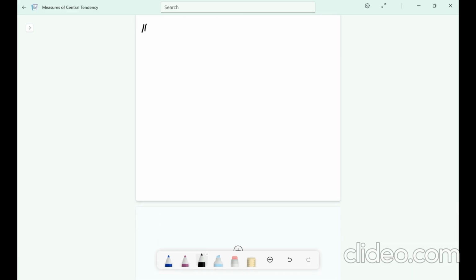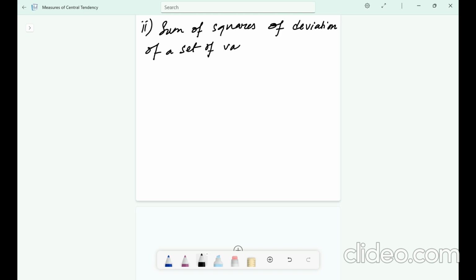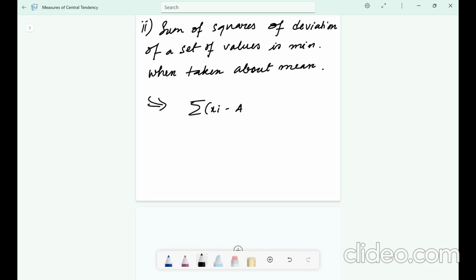Now coming to the second property, which is that the sum of squares of deviation of a set of values is minimum when taken about the mean. This basically means summation (xi minus a) whole square, where i running from 1 to n, is minimum when a is equal to x bar.